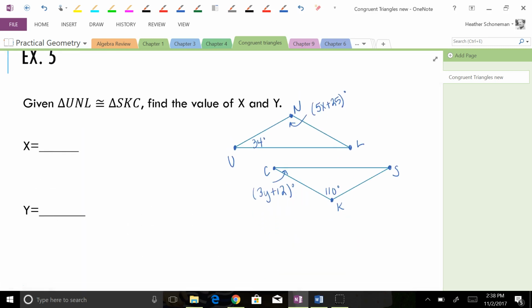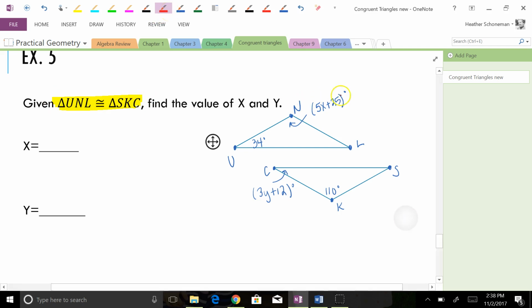Alright, example 5. Given that UL is congruent to SKC, let's see if we can find X and Y. Now, I can't stress enough how much you have to use this congruent statement, because if you don't match up the congruent parts, this is not going to work at all. So let's see if we can find out.